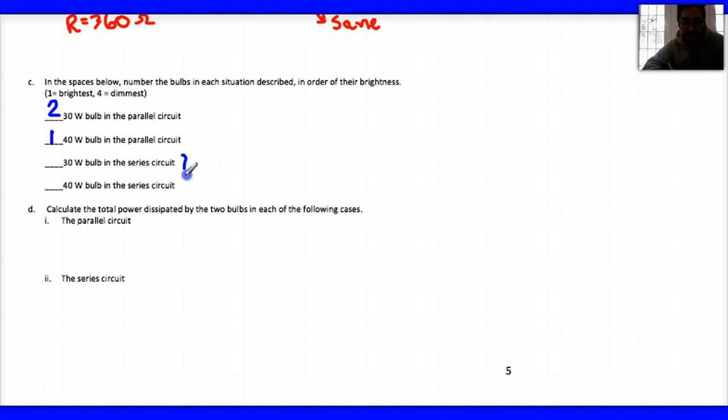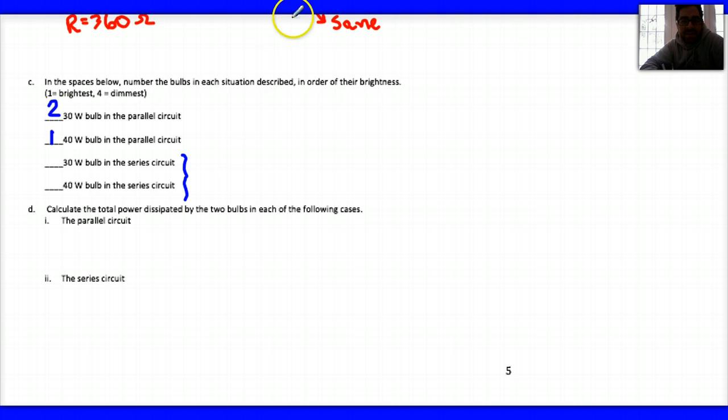The next two are the toughest ones to wrap your head around. Now that they're in series, the wattage rating of the bulbs is a bit counterintuitive, and the reason is these nominal ratings are based on the fact that you've plugged them into a parallel circuit at 120 volts, which you now have not done. It's a series circuit. So the 30 watt bulb has a higher resistance. They have to have the same current going through them.